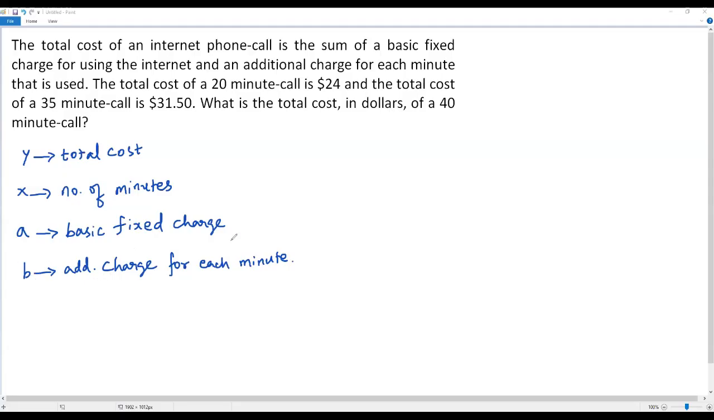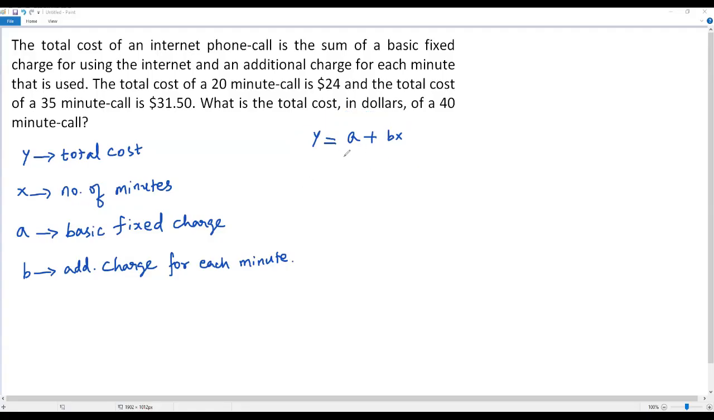Now what we have to do is write the total cost function, which is defined by Y. So the total cost Y equals the basic fixed charge, that is A, plus the additional charge for the time we use the internet phone call. To get the additional charge, we multiply the number of minutes and the cost per minute. The cost per minute is B. When I multiply X and B, I'm getting BX. So this is the additional charge for using X minutes of the internet phone call. Now this represents the total cost function.